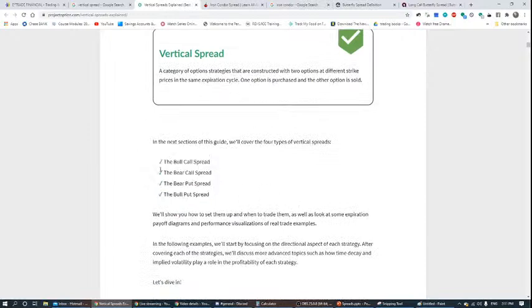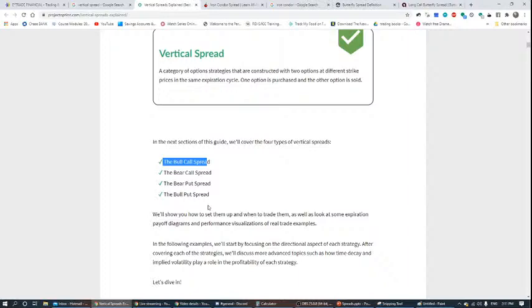Usually you have at least 4 types when it comes to vertical spreads. You have the bull call spread, the bull put spread, the bear put spread, and the bear call spread. Basically, what these all mean, the bear put spreads and bear call spreads, that's just credit spreads. So usually I don't call them that. I call them by debit and credit.